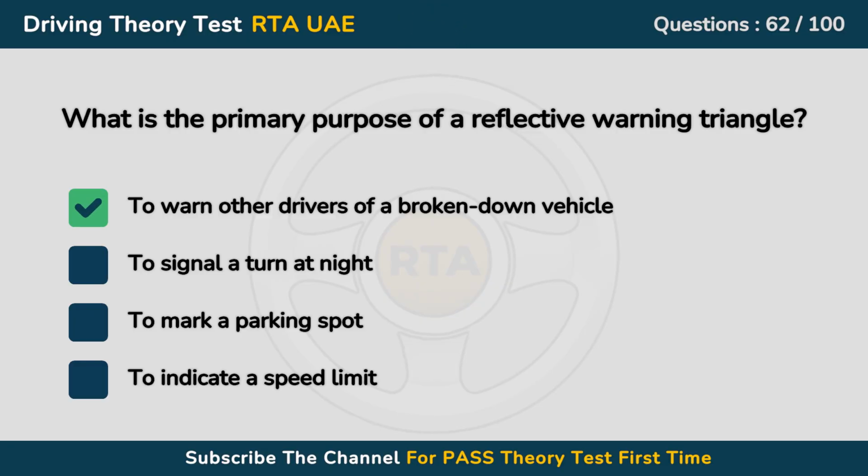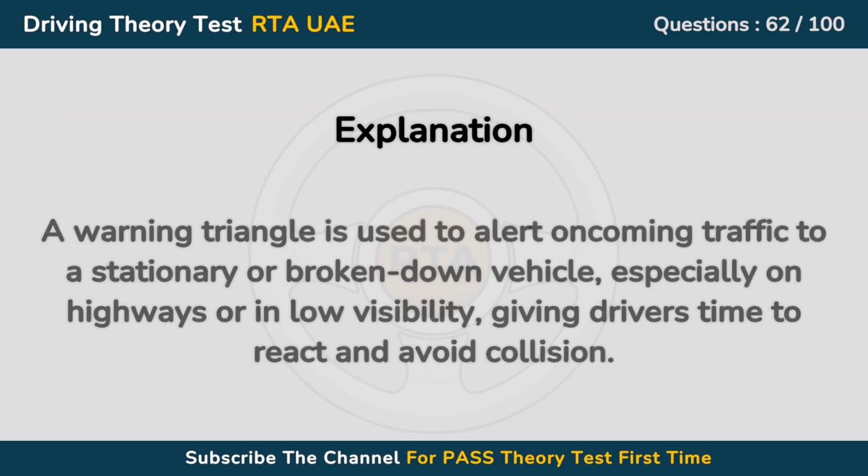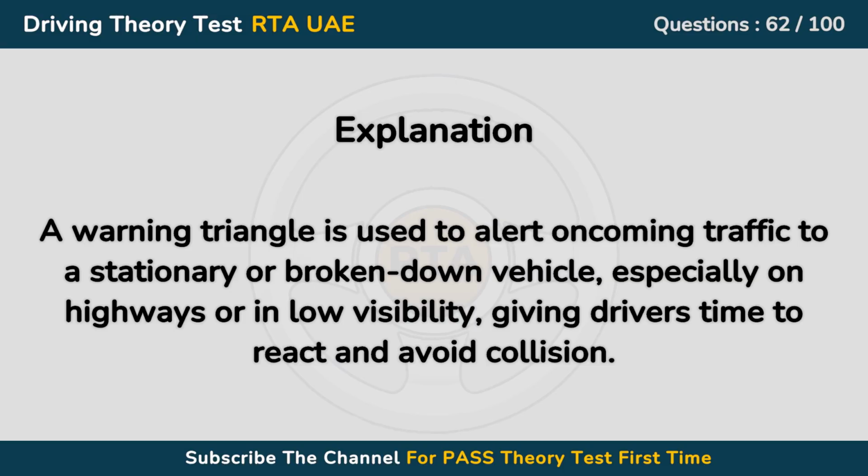Answer is A. To warn other drivers of a broken down vehicle. A warning triangle is used to alert oncoming traffic to a stationary or broken down vehicle, especially on highways or in low visibility, giving drivers time to react and avoid collision.